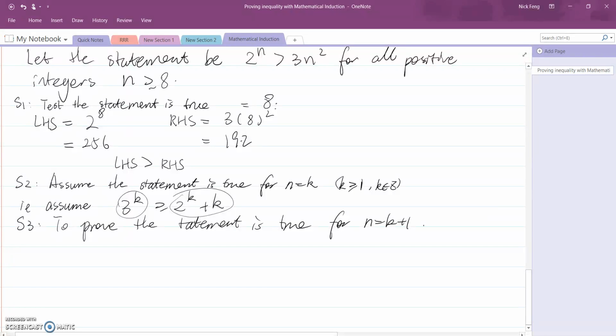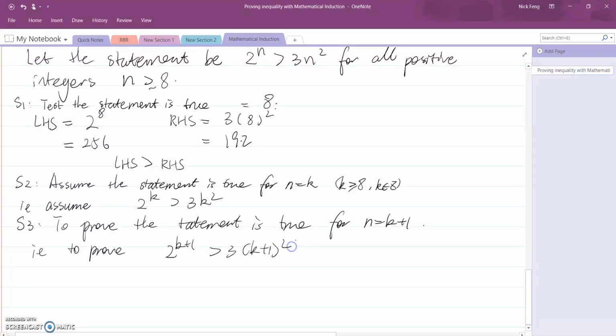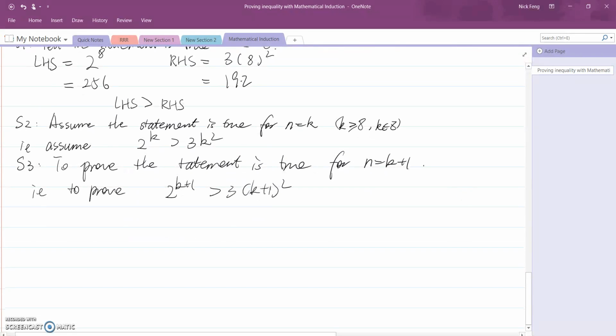Okay, so assume the statement is true for n equals k, starting from 8, and the rest is pretty much the same. So 2 to the power of k is greater than 3k squared. To prove it's true for n equals k plus 1, so 2 to the power of k plus 1 is greater than 3 times k plus 1 all squared. And again, we are trying to prove left hand side minus right hand side is greater than 0. Let's start.